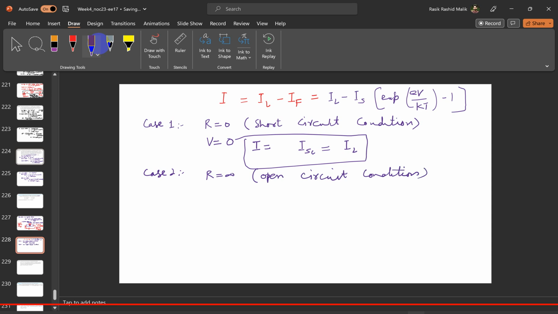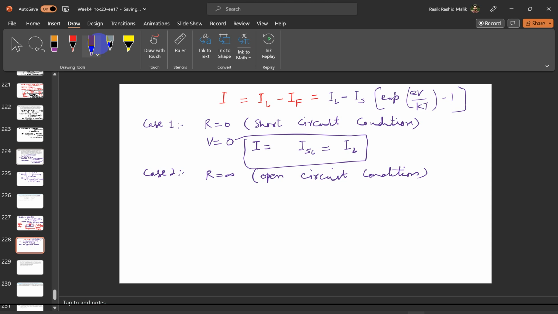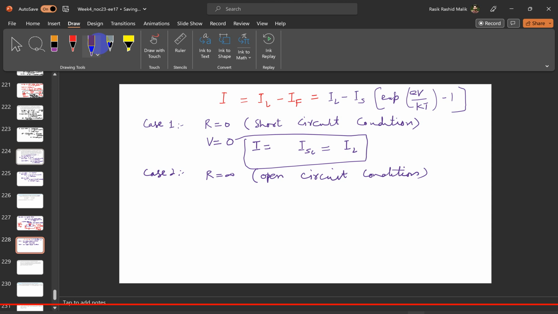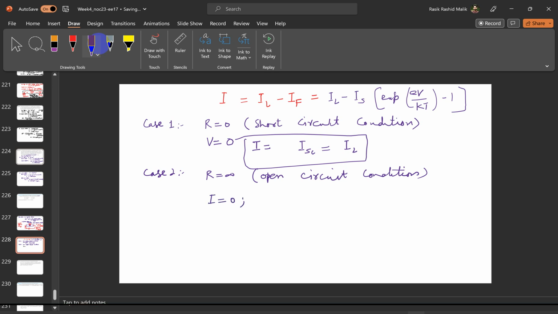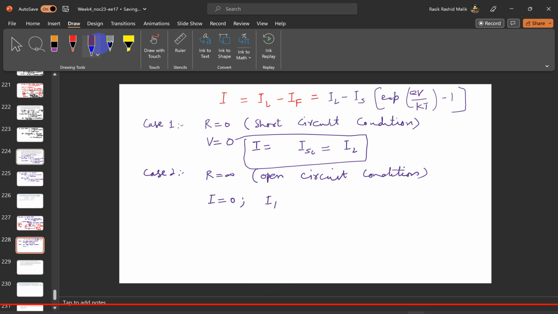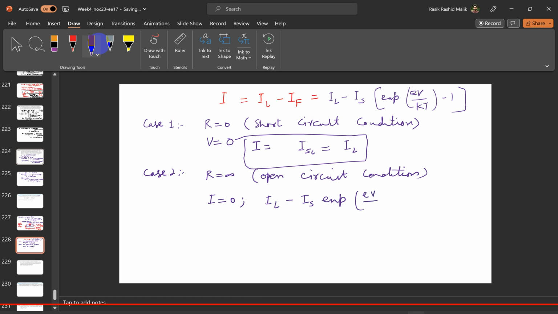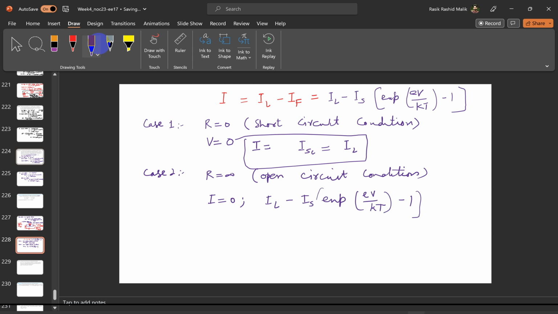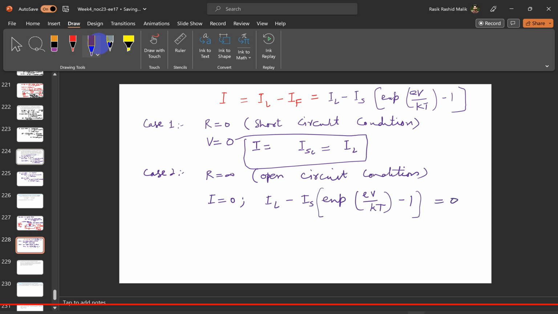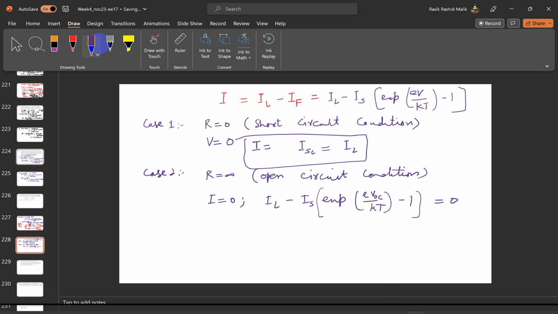So for this open circuit condition, the photo current will be just balanced by the forward current, right? So for that case, we will have net I equal to 0, because no net current will be flowing. So internally, IL will be balanced by IS. So IL minus IS into exponential of EV by KT minus 1, that will be equal to 0. And we will have the corresponding voltage as the open circuit voltage.